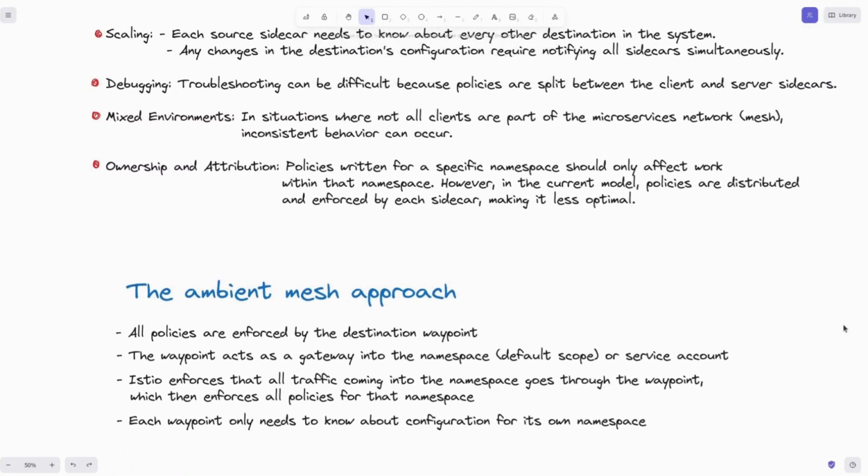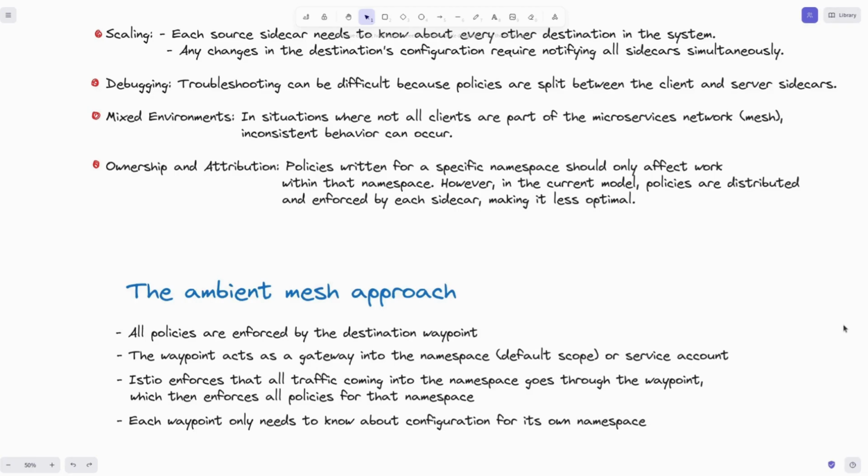So the Ambient Mesh approach is as follows: all the policies that are enforced are always applied at the destination waypoint. Nothing is taken care of at the source end. So making sure that all the policies and configuration, whether it is routing or security, everything is dealt with at one point, making it easier for you to debug and understand. The waypoint proxy just acts like a gateway. It's not an injected Envoy proxy, it's not a sidecar. It acts like a gateway for the namespace or the service account.